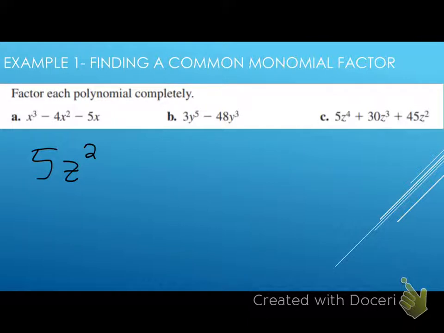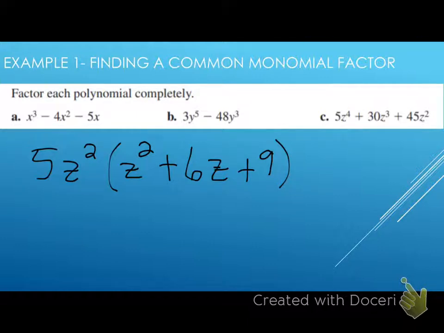Everyone got that? 5z squared times what would give me 5z to the fourth? Z squared. 5z squared times what would give me 30z to the third? 6z. 5z squared times what would give me 45z squared? 9. Everyone good factoring out a GCF? Any questions on it? Do you feel confident doing a GCF on your own? No? At least you're honest.